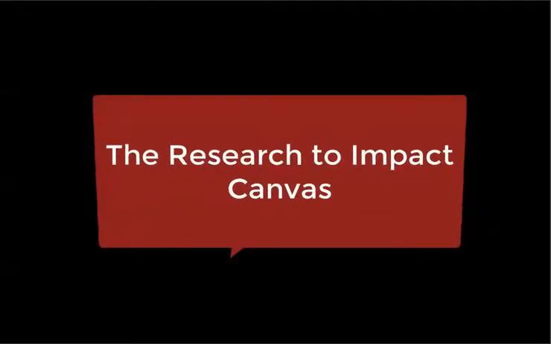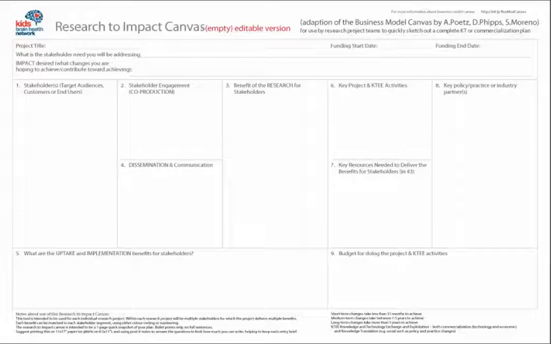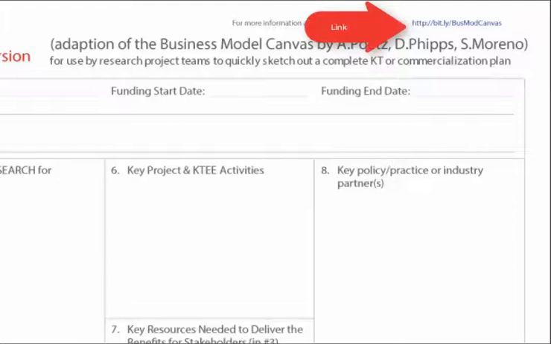The Research to Impact Canvas is a one-page planning tool that will help you to plan your KT and commercialization activities alongside your research project activities. It's a really high-level tool, and it's actually an adaptation of the Business Model Canvas. If you want to learn more about the Business Model Canvas, we've provided a link at the top right-hand corner of the tool to a short video.